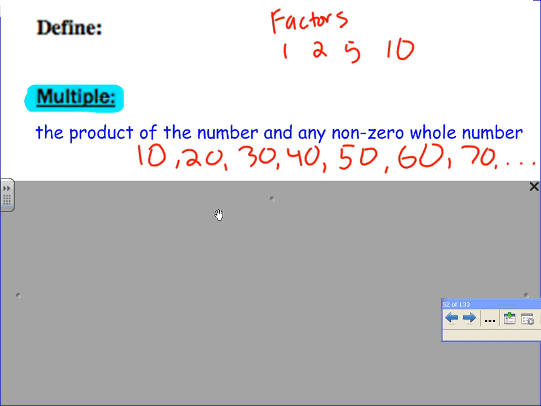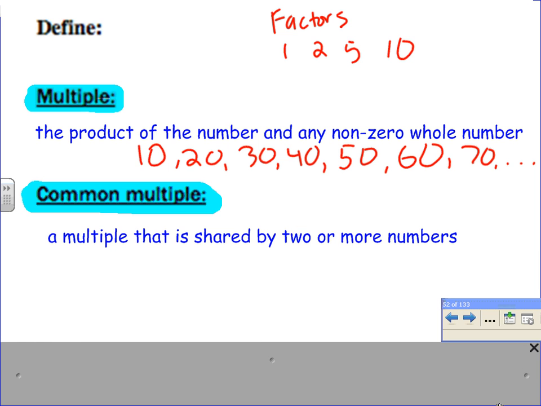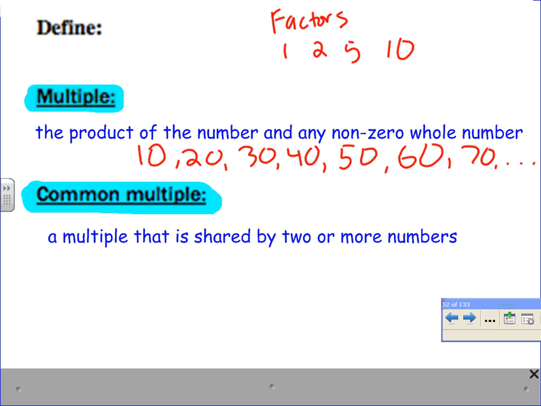You have to know what multiples are to do least common multiple. Okay, common multiple, this is common sense. A multiple that is shared by 2 or more numbers.